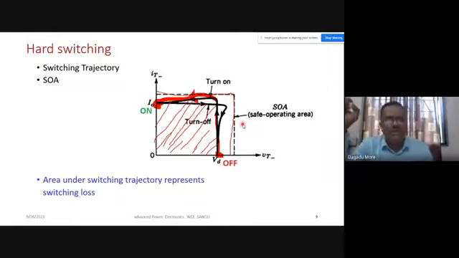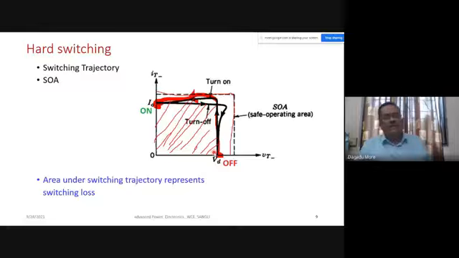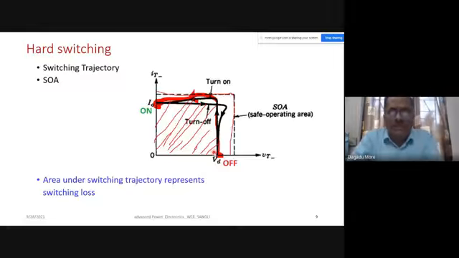So what is the importance of the safe operating area? The switching trajectory of voltage and current during turn on and turn off should be within the safe operating area, so that the life of the device will be assured and the device will not be damaged. That is what we can say whenever the turn on and turn off trajectory is within the safe operating area.